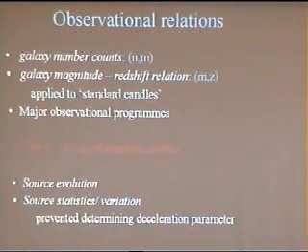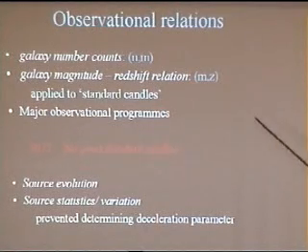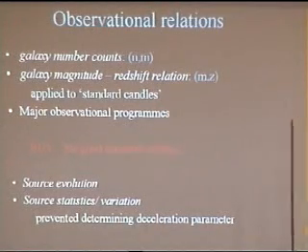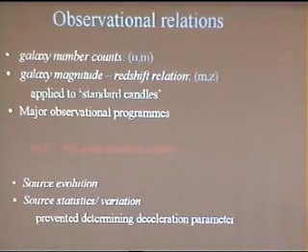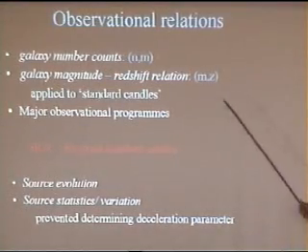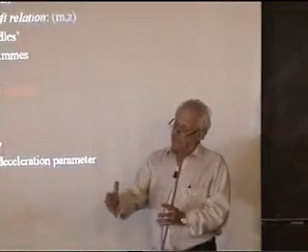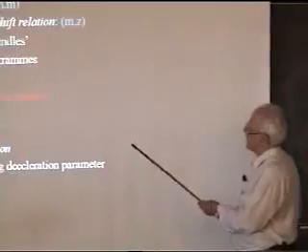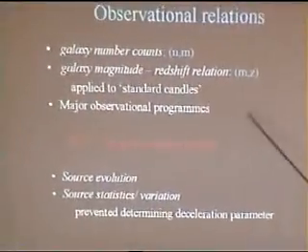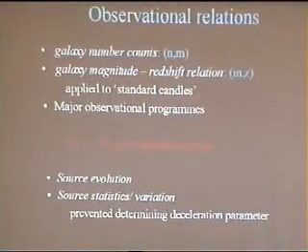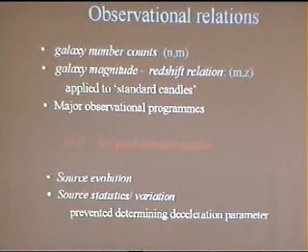Alan Sandage and various other people had a huge program through the 1960s trying to determine the deceleration parameter, and hence the amount of matter in the universe, from the magnitude redshift relation. That is, looking at the brightness of distant galaxies as a function of redshift. And in fact, that Hubble diagram we just saw was the first magnitude redshift diagram which was reliably obtained.